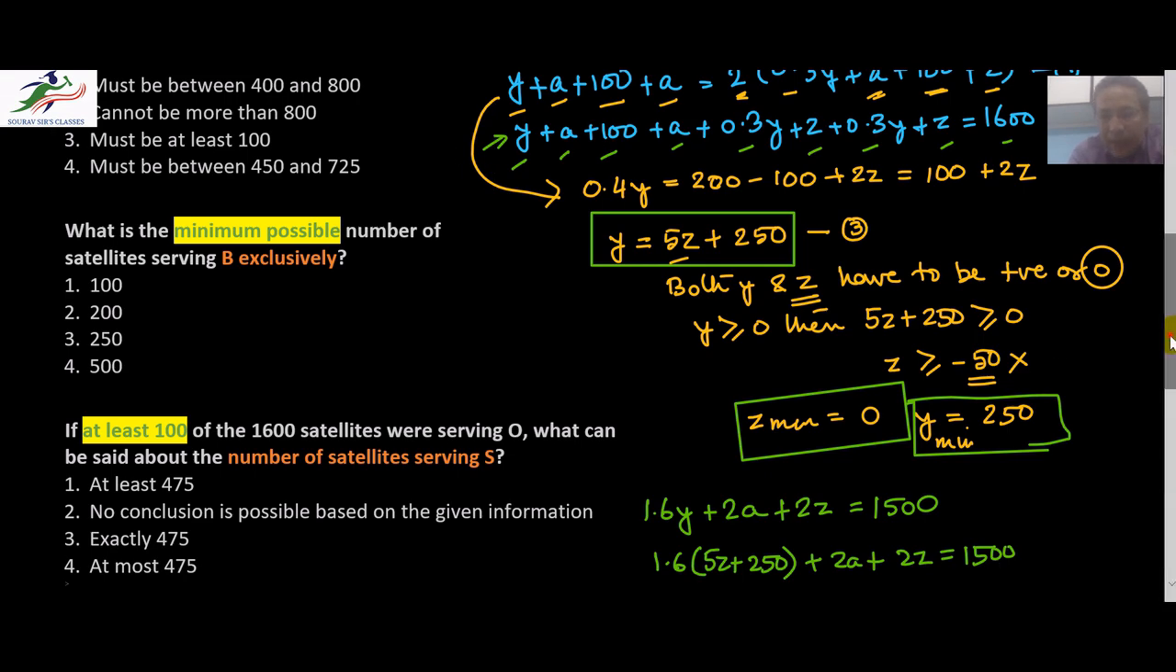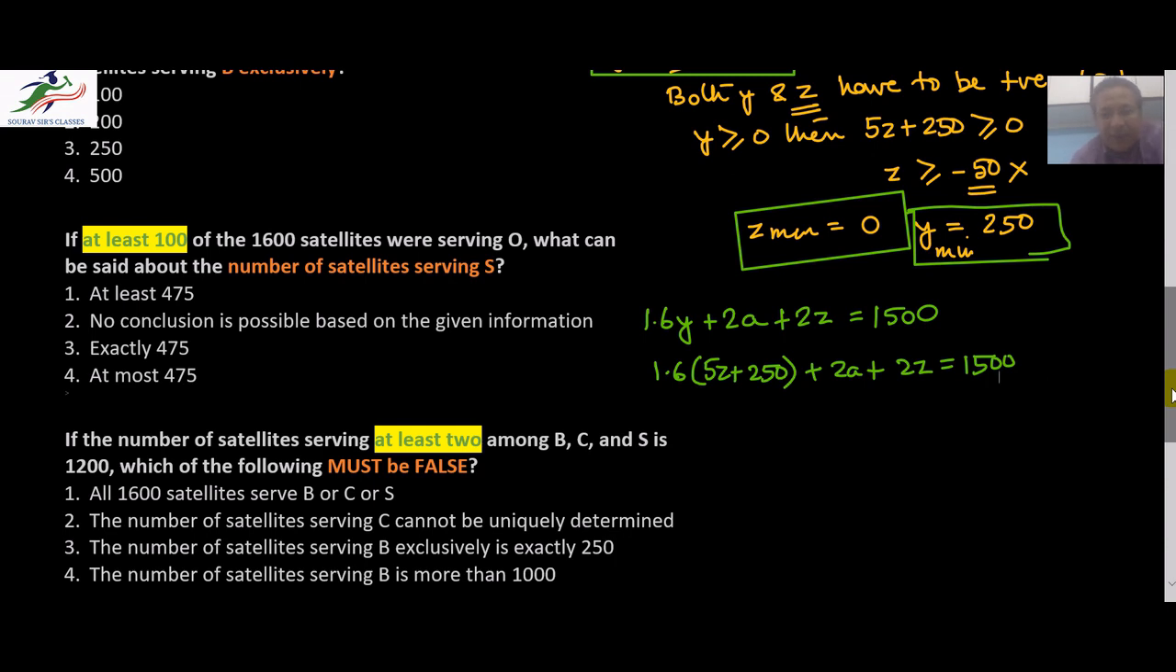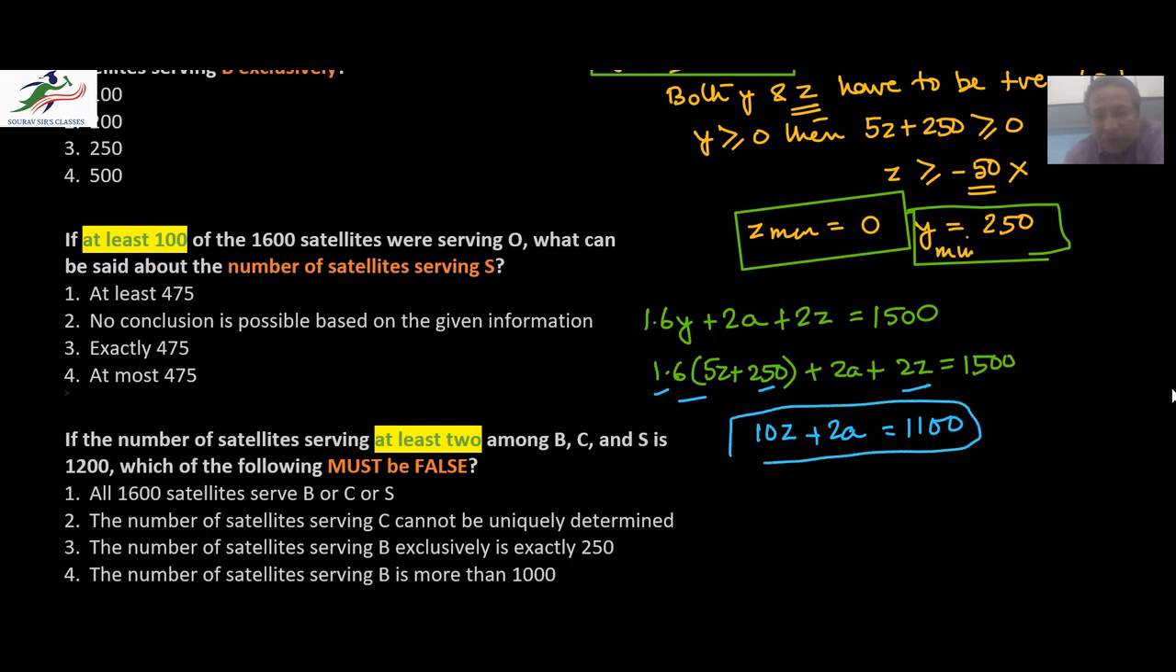And from there we can write 1.6 into 5 is 8, plus 2, 10z plus 2a. 250 into 1.6 is 400. So 1500 minus 400 is 1100. So this is my fourth equation.